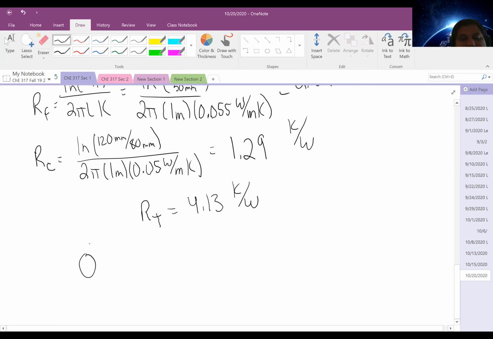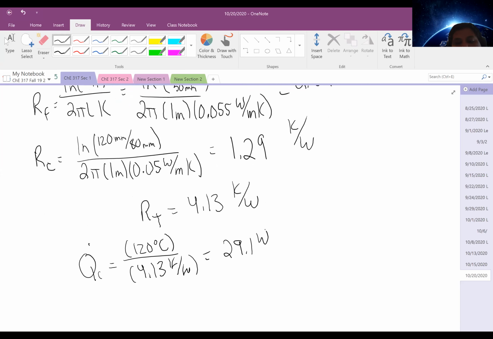Therefore, our heat transfer rate is going to be 120 degrees divided by 4.13 kelvins per watt, or 29.1 watts. And then taking into consideration our basis per meter of pipe.